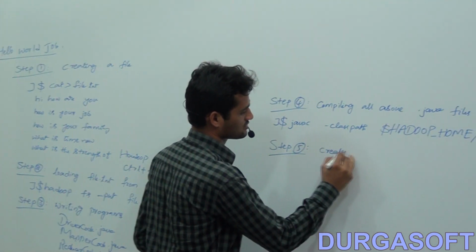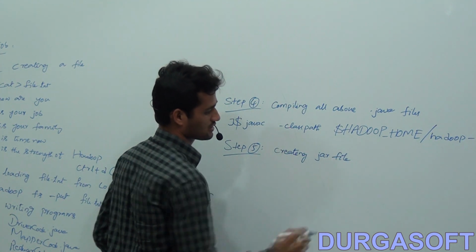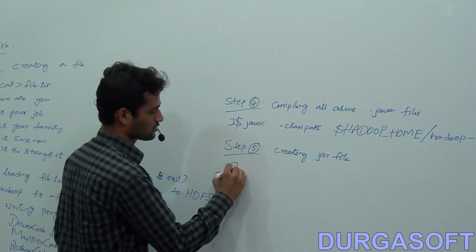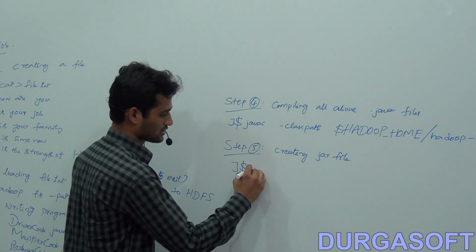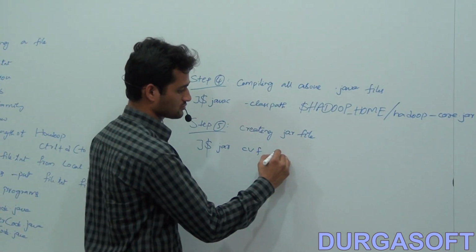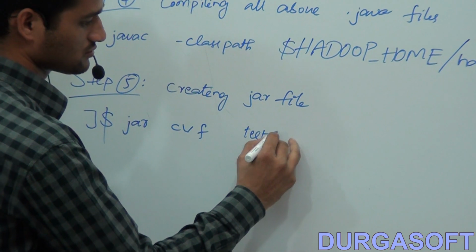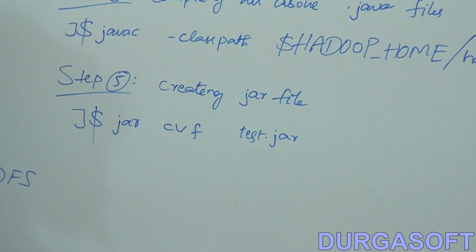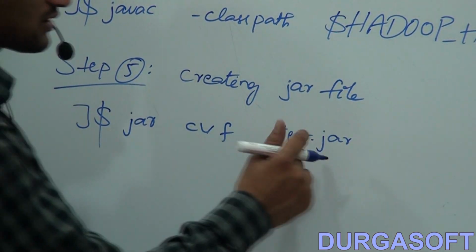Next step is creating the jar file. Generally, how to create a jar file? jar space cvf space, and I'll give some jar file name as test.jar. It should have the .jar extension. jar cvf test.jar.